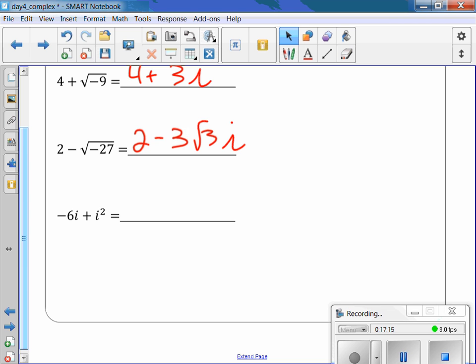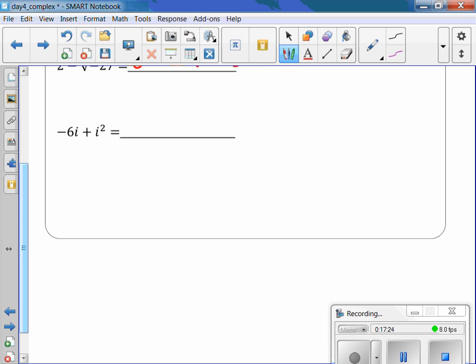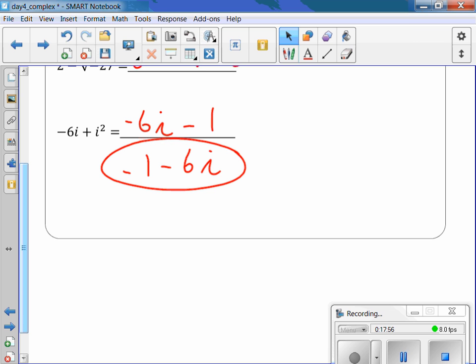This one looks a little bit different. What should I do with the 6i? Nothing to do with 6i. That's just a negative 6 times i. There's nothing to do with it, right? But what about that i squared? Am I done? Absolutely. Now we have it again. This would be incorrect, of course. This is not in standard form. Standard form, first the real, and then the imaginary.